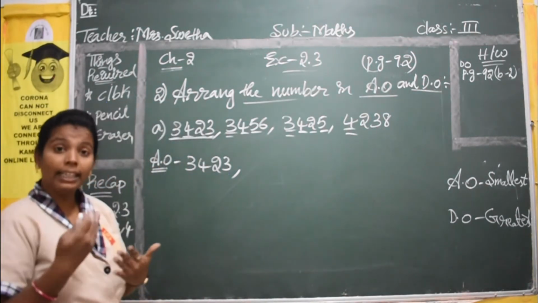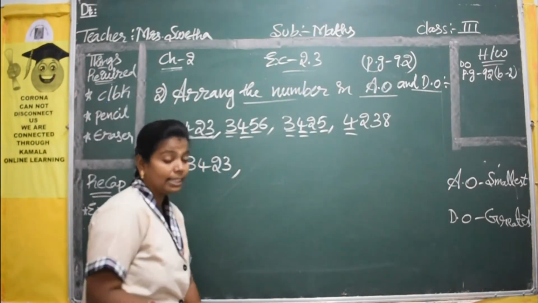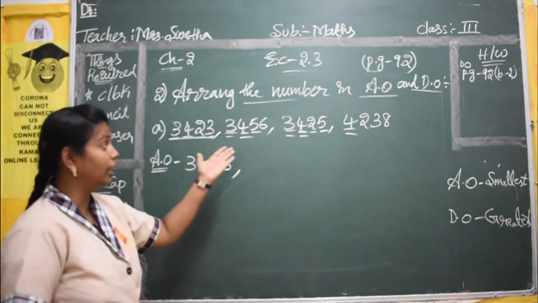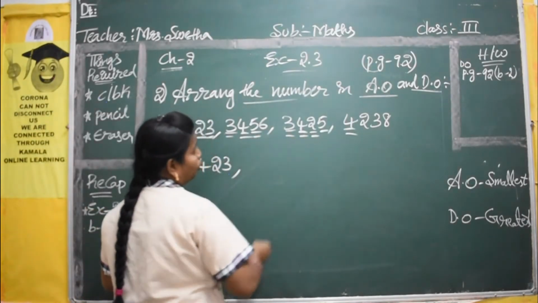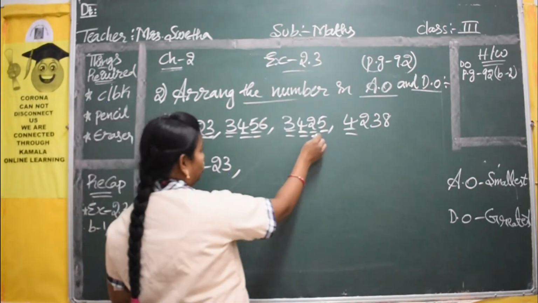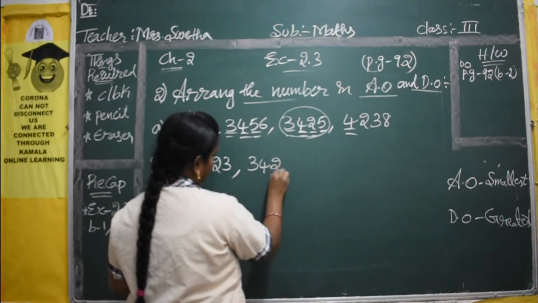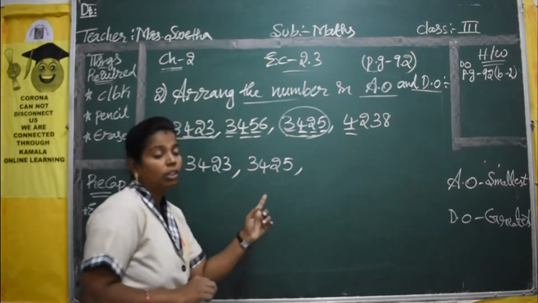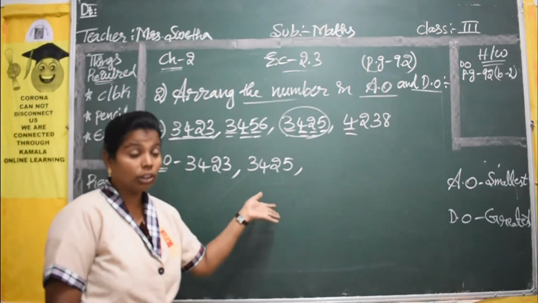So you check the second digit in your 3. 4, 4. Yes, you got the same digits again in your second digit. Go to the third digit, 5 and 2. So which is the smallest one? Yes, number 2. So this complete set will become your second set. 3425. Okay children, now we will move on to the third checking.